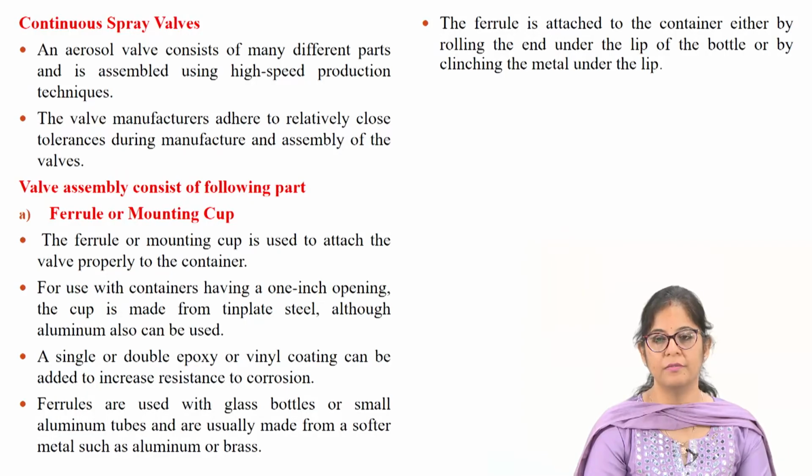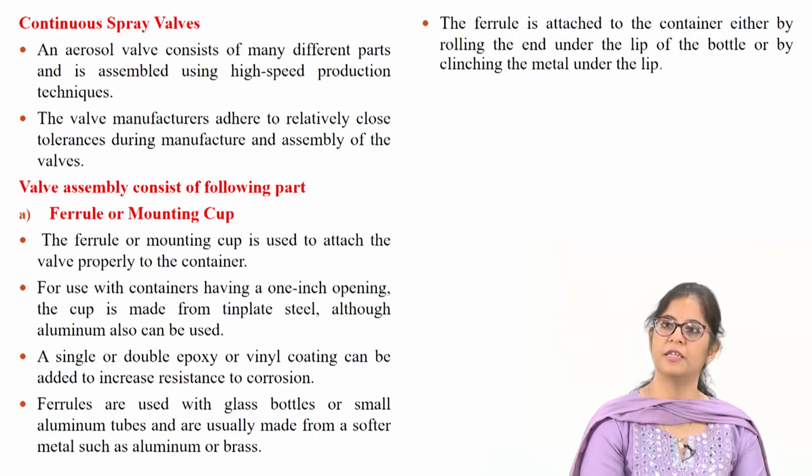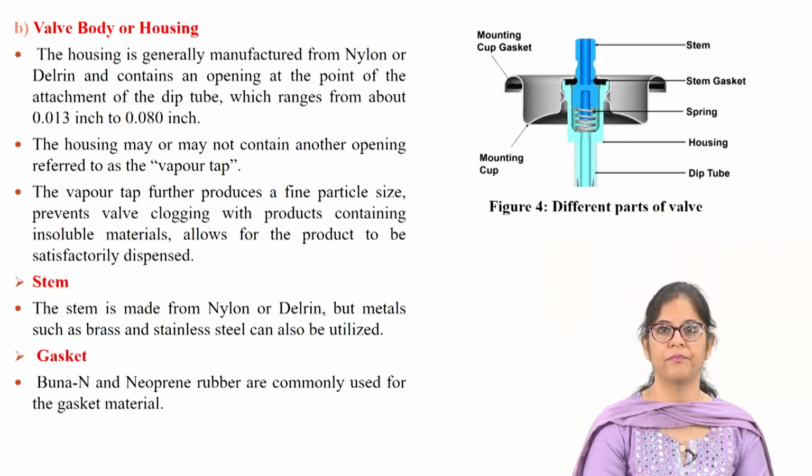A single or double epoxy or vinyl coating can be added to increase resistance to corrosion. Ferrules are used with glass bottles or small aluminium tubes and are usually made from a softer metal such as aluminium or brass. The ferrule is attached to the container either by rolling the end under the lip of the bottle or by clenching the metal under the lip.